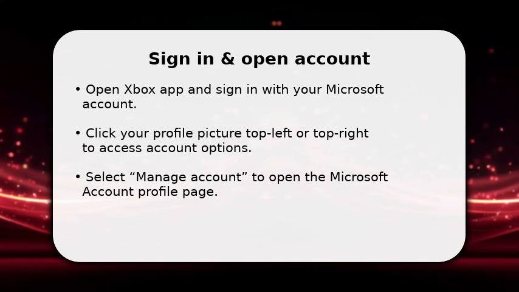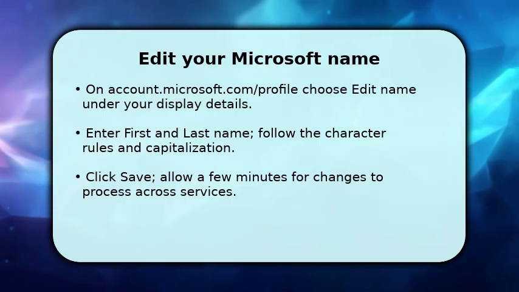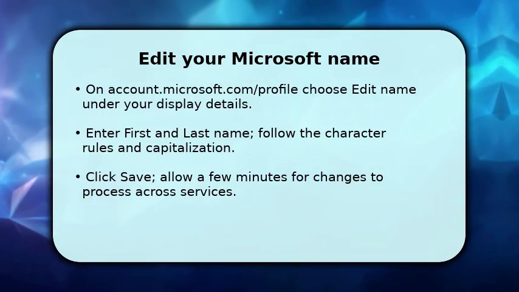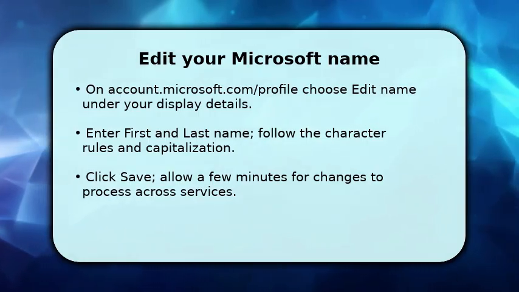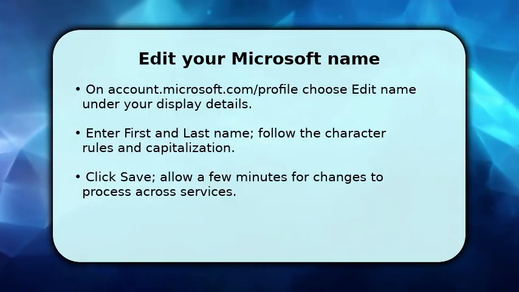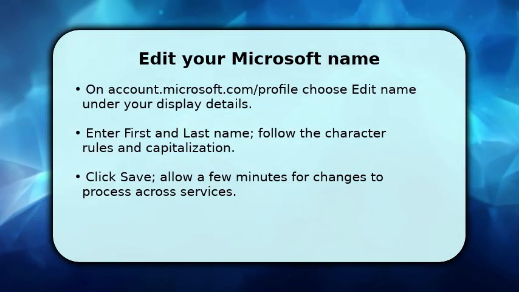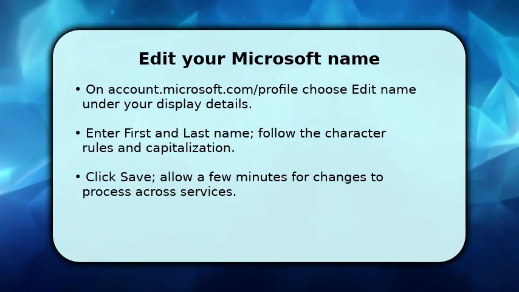Now edit your name on the Microsoft profile page. Click Edit Name near your display information, then type the first and last name exactly how you want it to appear. This is the official Microsoft display name, so choose spelling and capitalization carefully. It's why Xbox shows that name. After entering the names, click Save. Microsoft will validate the change and propagate it to connected services.